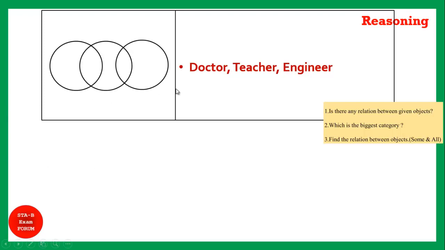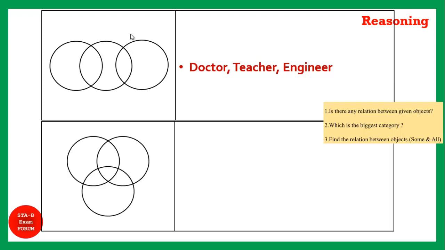So there is no biggest category in it which you can bifurcate. Let's see the relationship. If I make this a doctor and this an engineer, there is no relationship between these two. But if I make this circle a teacher, then some doctors can be teachers and some engineers can be teachers. So doctor and engineer don't have any relationship between them. This is the correct Venn diagram for this type of question. You can note it down, this is very important. Okay, let's see the next category.